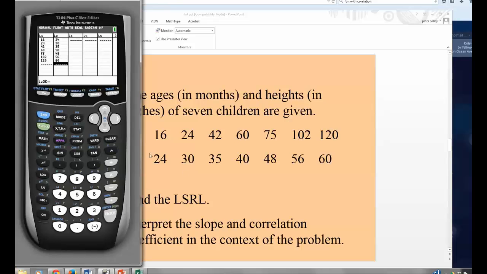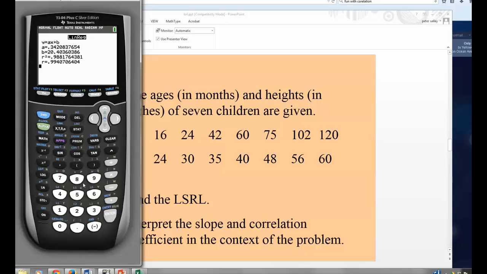Okay, so now that I've got the data typed in, I'm going to go calculate the line, and I'm going to store it this time. So x is list 1, y is list 2, and I want to store the equation. If you remember, we go to vars, go to yvars, and then tell it I want you to remember this under y1.